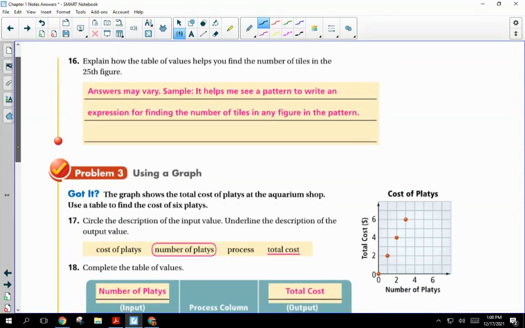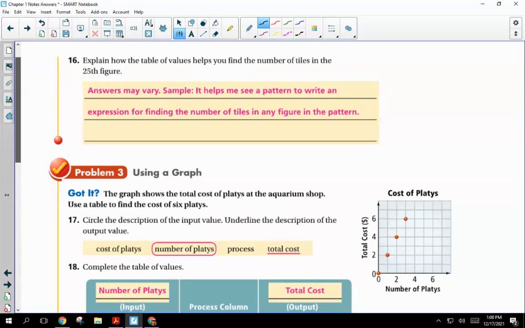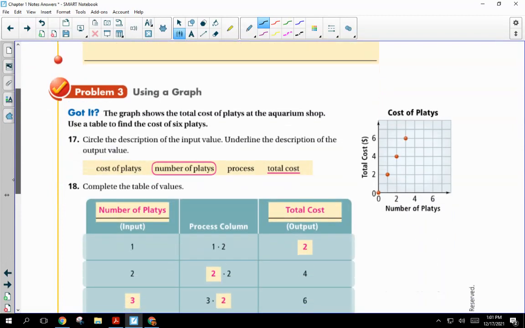Number 16, explain how the table of values helps you find the number of tiles in the 25th figure. A lot of these problems you'll see in this entire book, the answers may vary. So if you get a different answer, that's okay. It helps me see a pattern to write an expression for finding the number of tiles in any figure in the pattern. So it helps you to see a pattern.